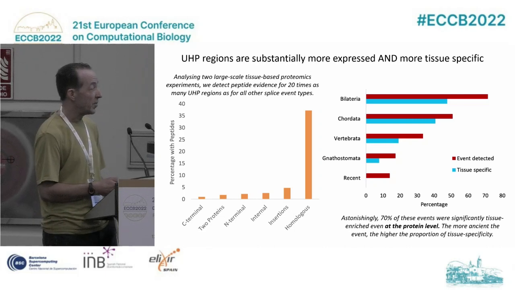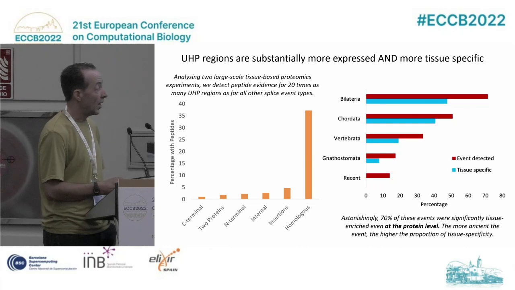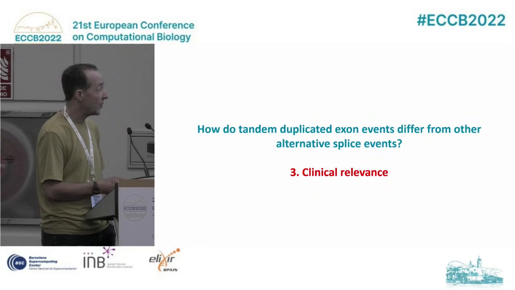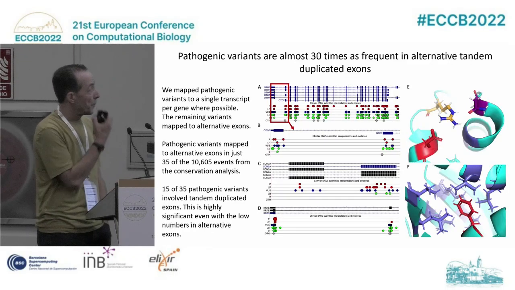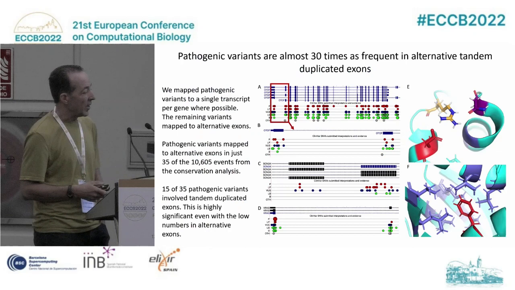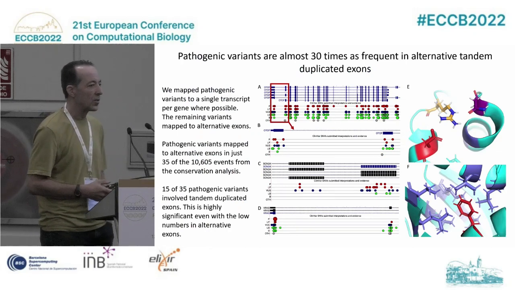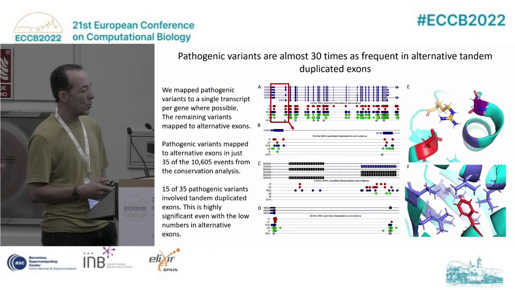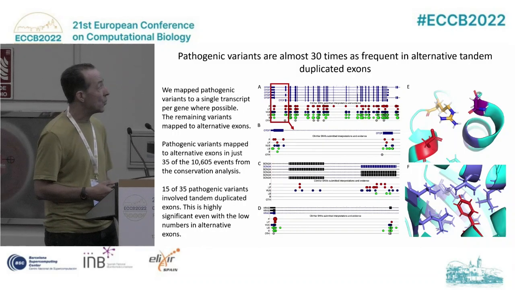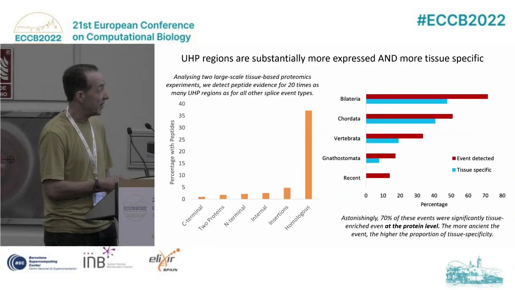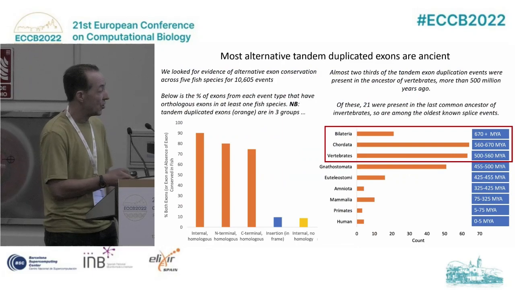And so finding 70% of tissue specificity for these events is quite remarkable. And finally, clinical relevance. What we did here was that we mapped pathogenic variants from ClinVar to the main exon in each gene, and we did it for those cases where we did the analysis of the conservation previously. So just in these cases we did it.